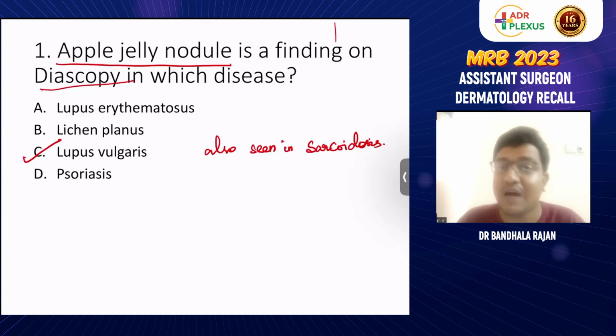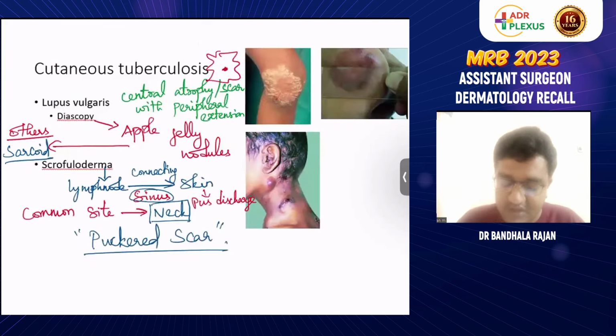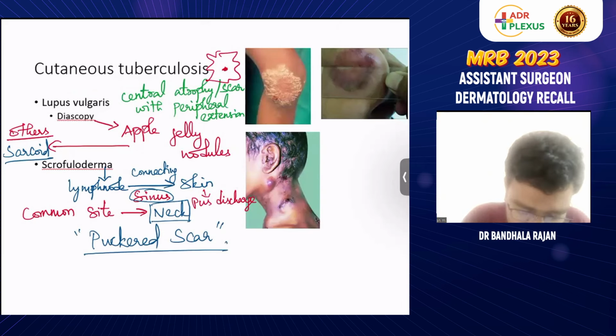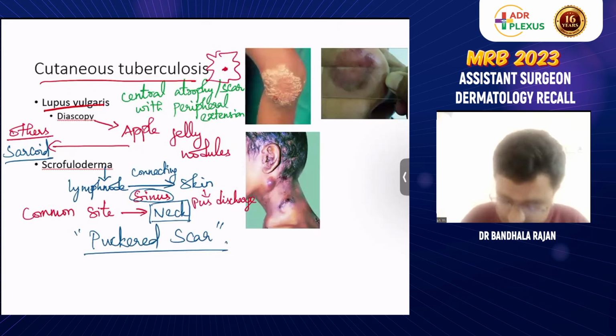Okay, apple jelly nodules. This was the discussion slide when we had during the MRB session. In cutaneous tuberculosis, lupus vulgaris is one of the commonest. It is characterized by a central atrophy and a peripheral extension of the lesions. And if you press a glass slide over a lesion, you will see this apple jelly color, so it is known as apple jelly nodule. Apart from this, in sarcoidosis also apple jelly nodule is seen. It was a direct question from our discussion.